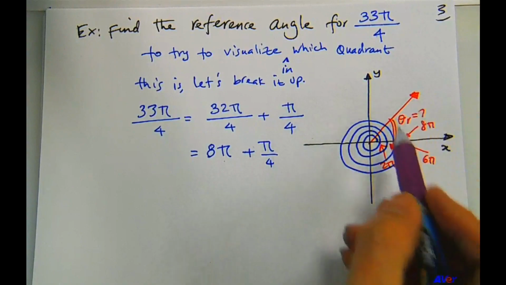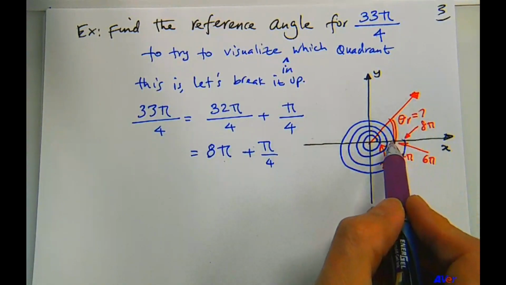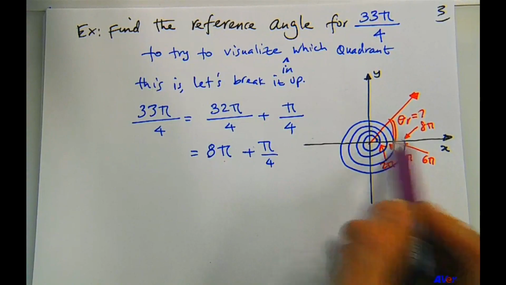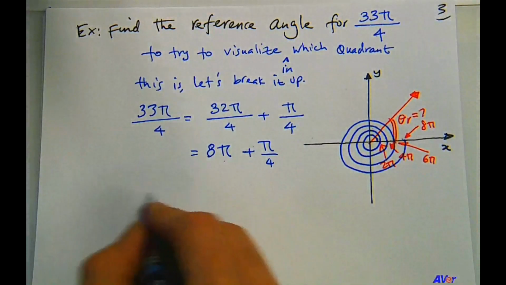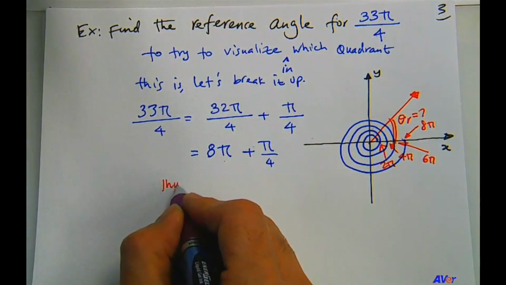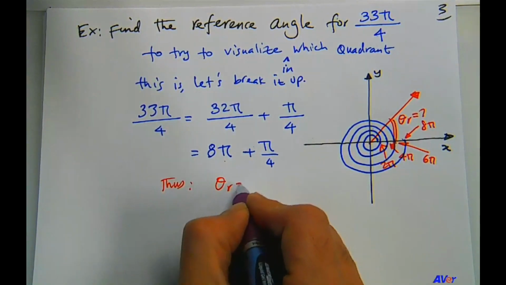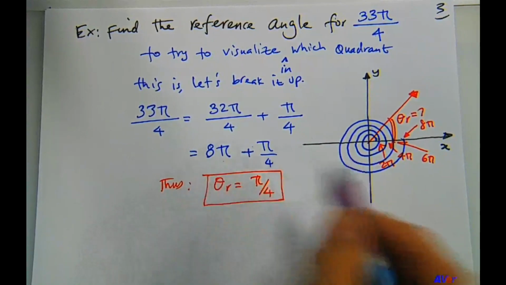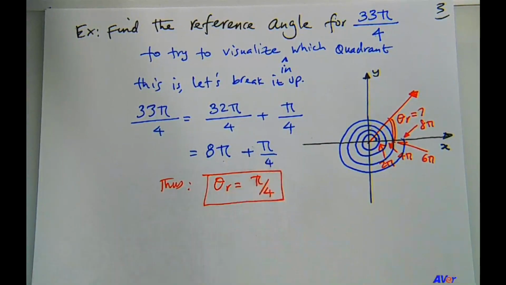The distance or the angle between the terminal side and the x-axis. So theta r, thus theta r is equal to pi over 4. And that you can read from that too. Okay. So those were some examples.